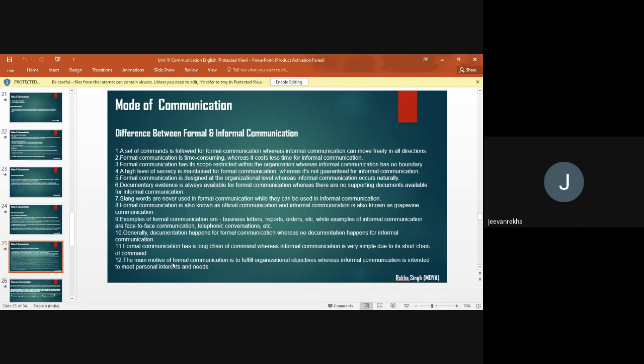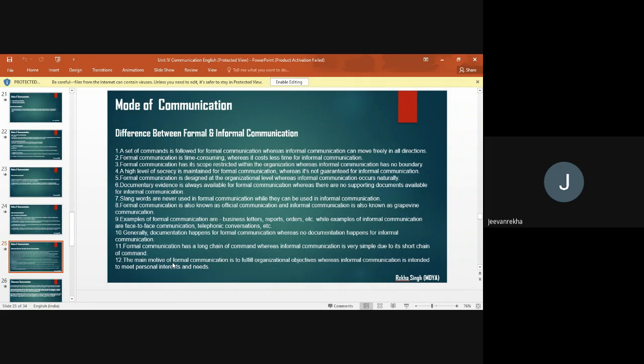And what about informal communication? In informal communication, you are free to talk, you are free to go, you are free to say anything about anybody, right? And where do we use informal communication? We use informal communication at home, with friends, in family, anywhere, right?